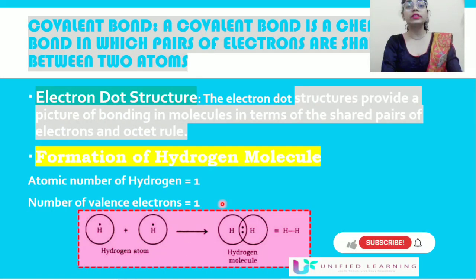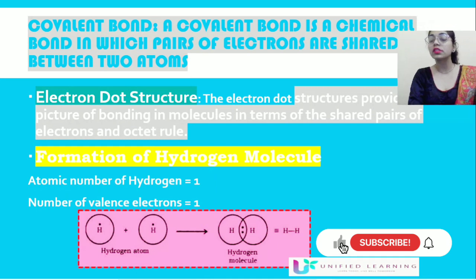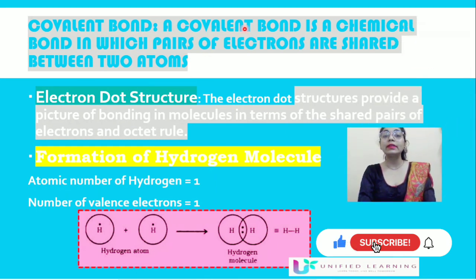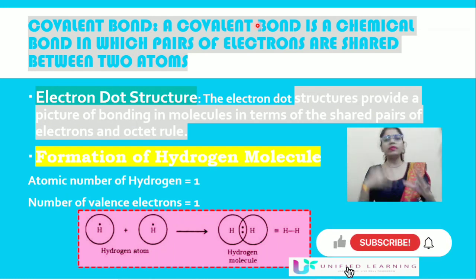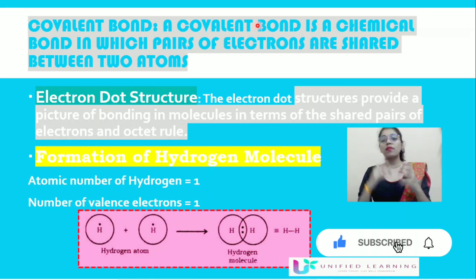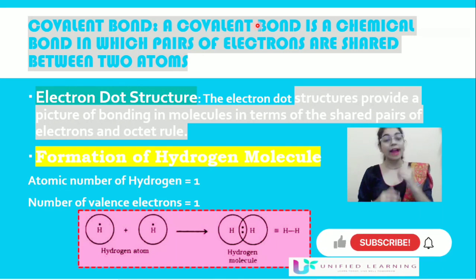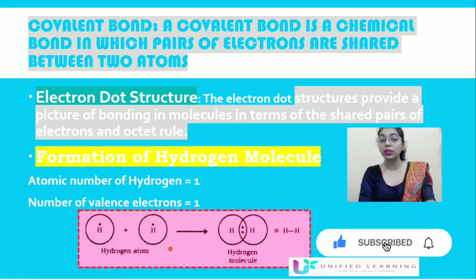Okay, moving further with covalent bonds. A covalent bond is a chemical bond in which pairs of electrons are shared between two atoms. To understand it in an easier way, we will use the electron dot structure. Formation of the hydrogen molecule: the atomic number of hydrogen is 1 and its valence electron is also 1. As you can see, we have taken two hydrogen atoms, and this is how the bond is formed.